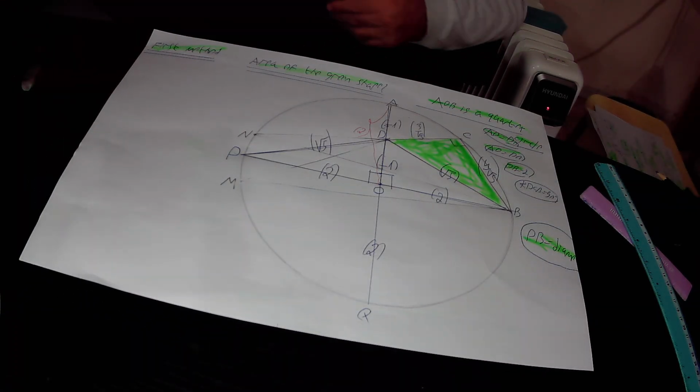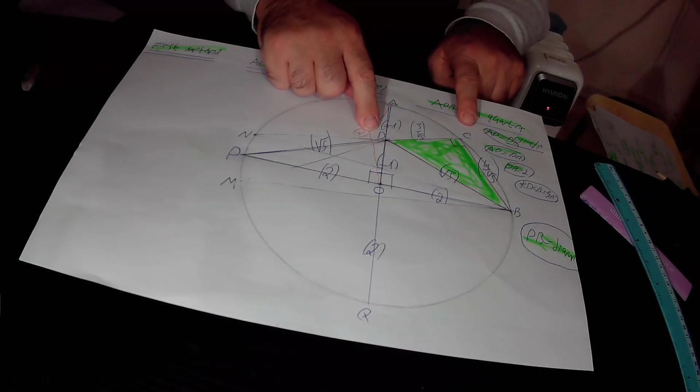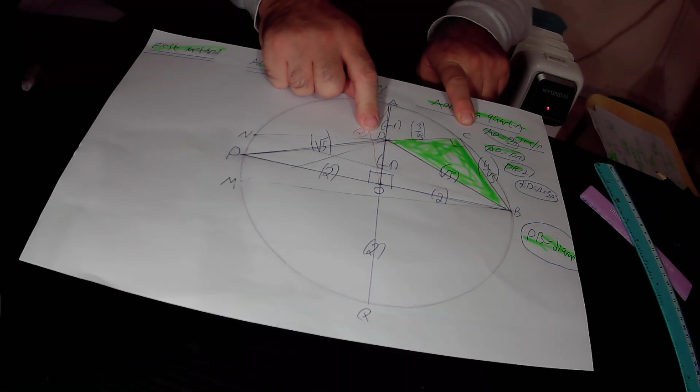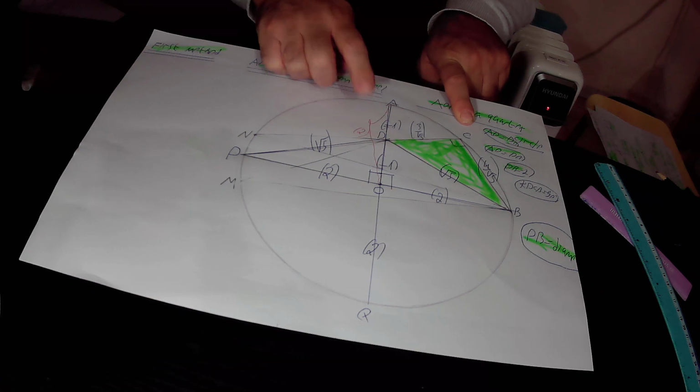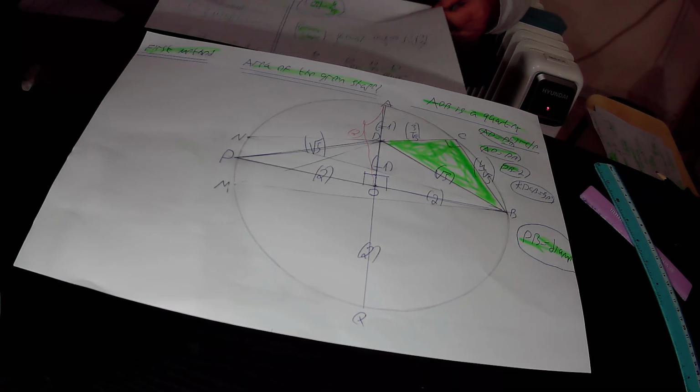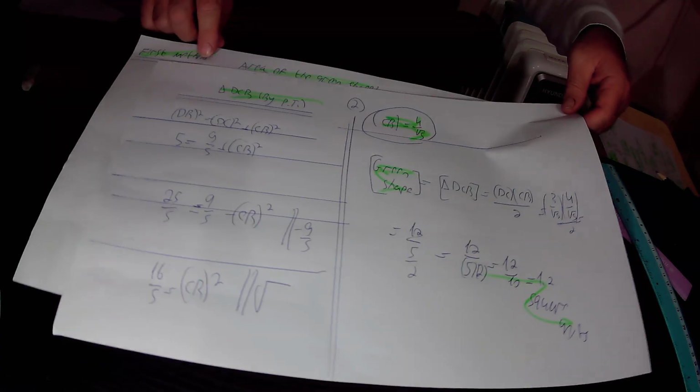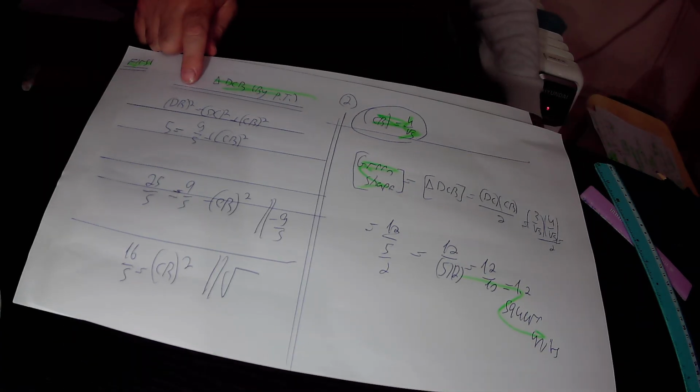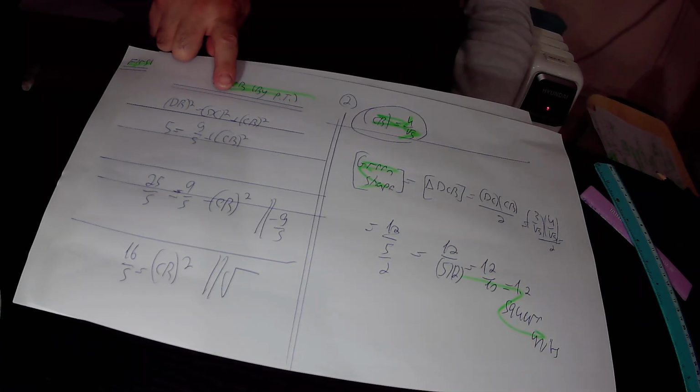This is the missing side CD that is equal to 3 over square root of 5 units in its length. In the next step, we implemented the Pythagorean theorem on this green right triangle DCB. According to the Pythagorean theorem, in this right triangle DCB, DB squared, that is the square of the hypotenuse, equals CD squared plus CB squared. Again, DB squared equals DC squared plus CB squared.